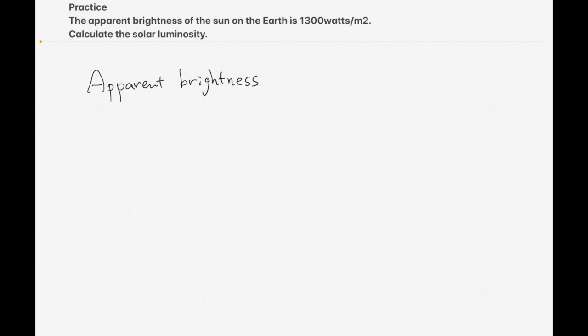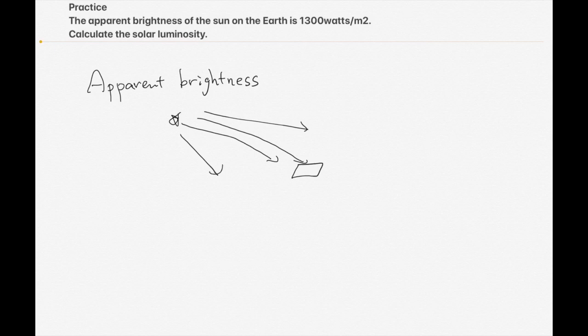Apparent brightness of a star is the amount of light from a star we receive in a unit area of a telescope per unit time. So the star is emitting the light, and we happen to receive the sum of the light on the unit area. Unit area and per unit time.